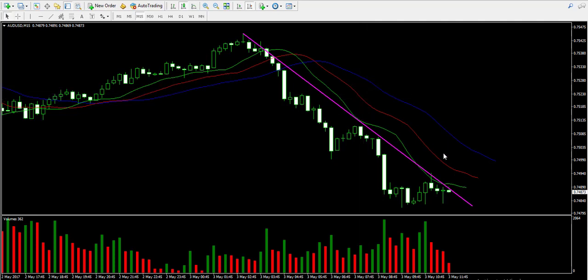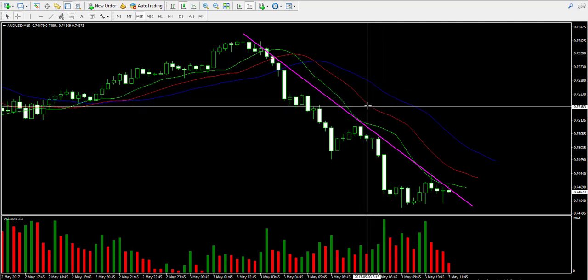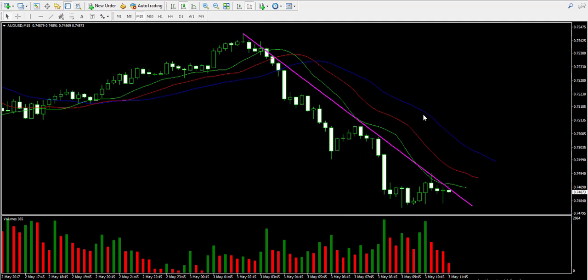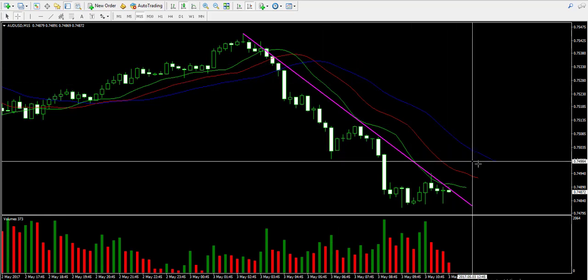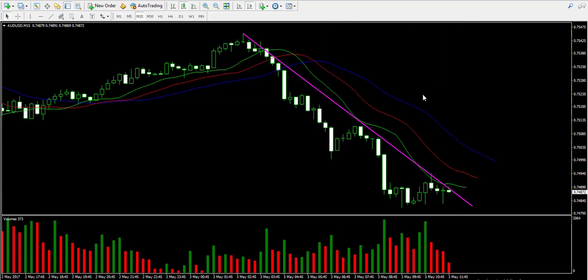At the same time, I see that the three alligator lines have gained big distance between each other, meaning that there is a trend. When the lines are distant, we say that the alligator is eating. The mouth of the alligator is wide open, meaning that there is a trend.